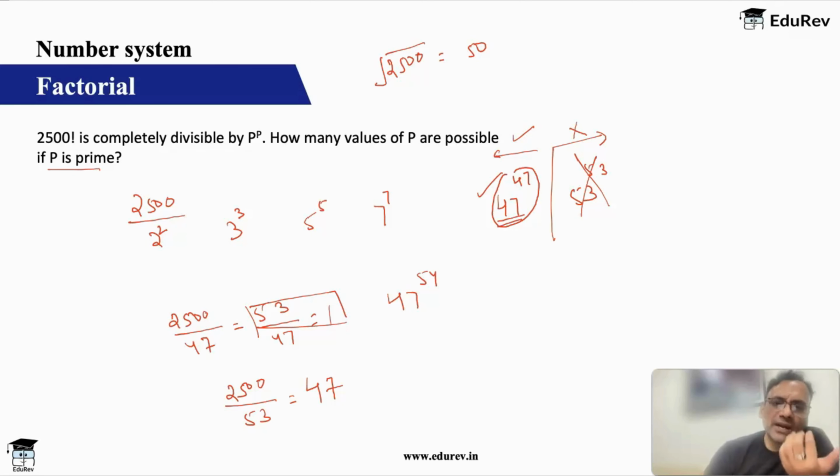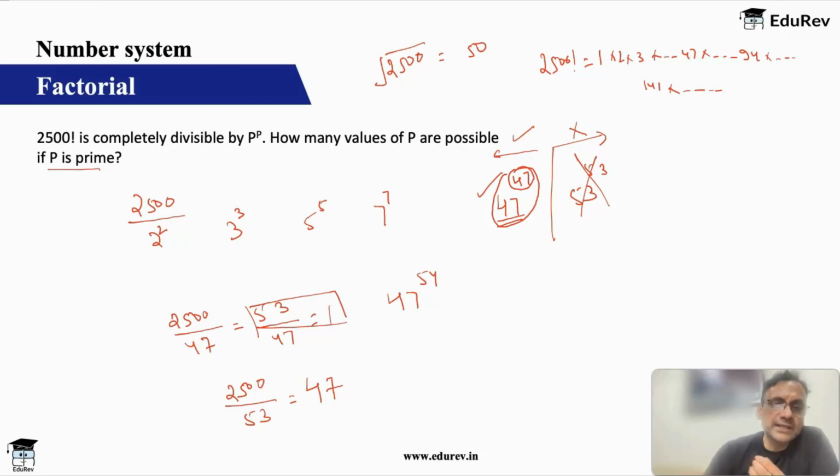Okay. How are you getting 47? Because 2500 factorial, when you write, basically it will be 1 into 2 into 3. It will go on and then you will get 47. And then you'll get multiples of 47. For example, 94. 94 is 2 into 47. Similarly, you'll get 3 into 47, which is 141. Similarly, you'll get 4 into 47. So that's the way you'll get multiples, and you'll have 47 multiples.